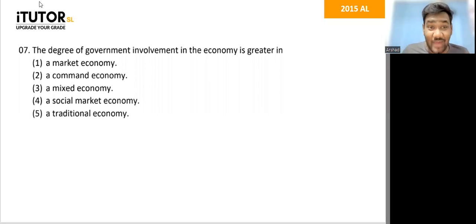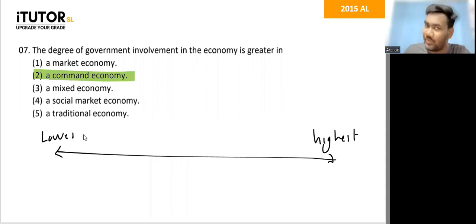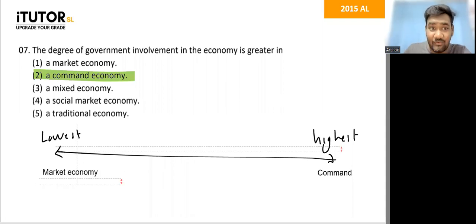Good, right? So, where is the government involvement the greatest? In a command economy. If I draw this on a scale, this end is the highest government involvement, and this end is the lowest government involvement. Highest government involvement is in a command economy, here. Lowest government involvement is over here in a market economy. Somewhere in the middle you have a mixed economy.